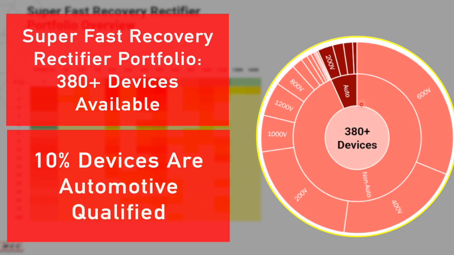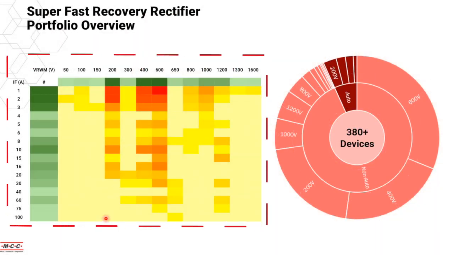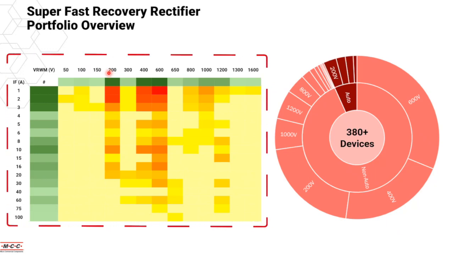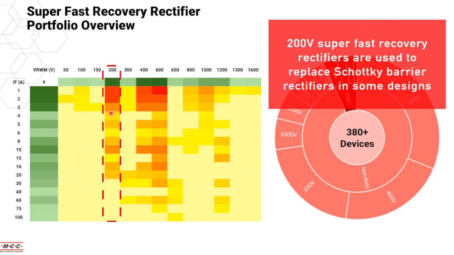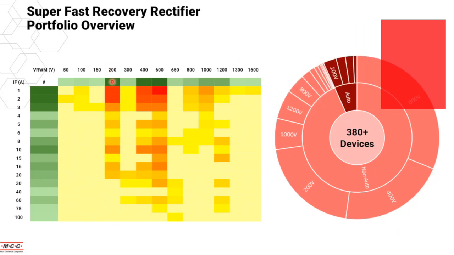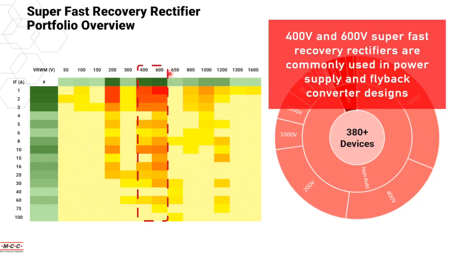AEC-Q qualified. When you look at the heat map, you can see again the range of super fast recovery rectifiers offered by MCC basically covers from 200 volts all the way up to 1200 volts. We offer varieties of rectified currents in the range from 1 ampere all the way up to 100 amperes. The most popular ones fall between 1 ampere and 30 amperes, as well as 60 amperes. And for the popular voltages, normally we talk about 200 volts. Some designs use 200 volts to replace Schottky barrier rectifiers. And 400 and 600 volts you can find in a lot of power supplies or flyback power supply designs.